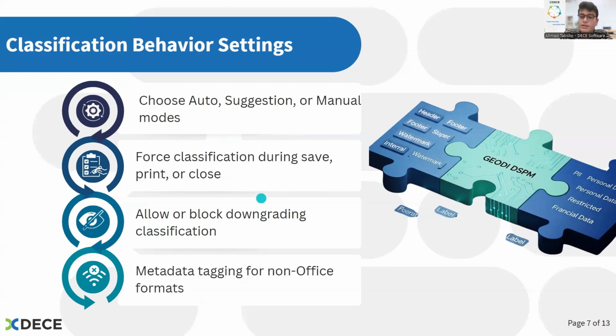We have the hybrid option as well, which means that the user will be able to choose the class that they want, and they will also have an auto button that they can click on, and the entity will be classified directly by GeoDi.